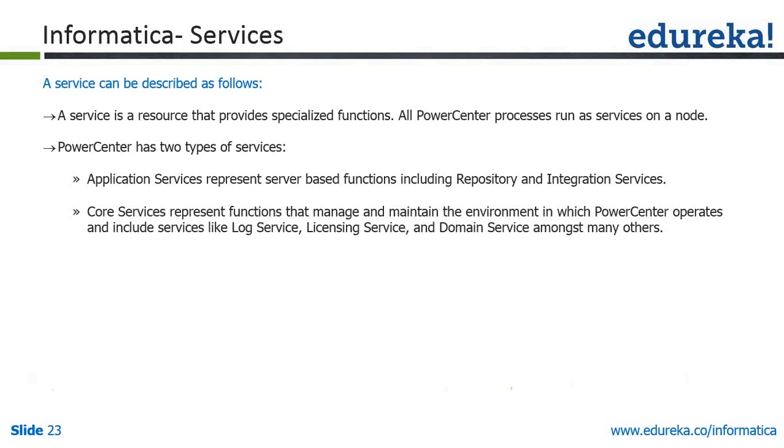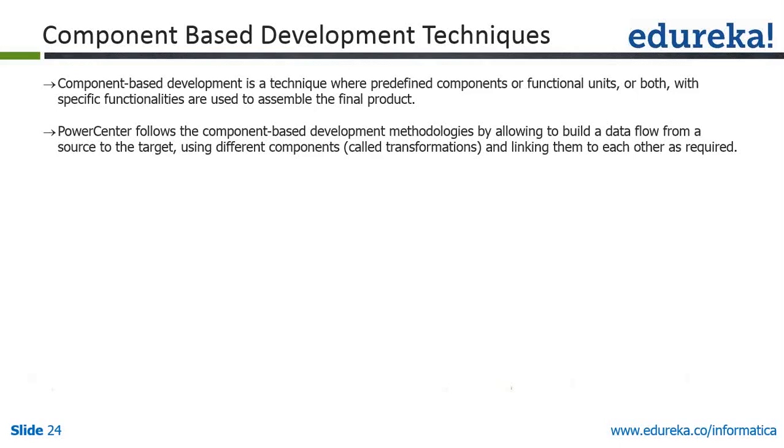Those are like the log service, the licensing service, and the domain service. These are the critical parts of it. The log service basically enables us to see the different types of logs that PowerCenter, or Informatica as a whole, produces during the set of activities.